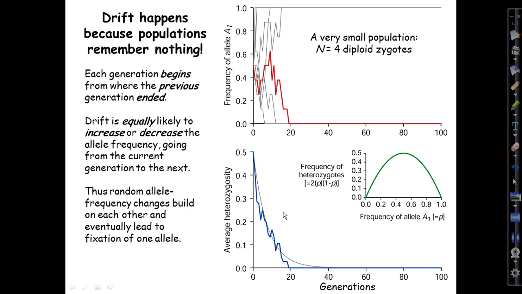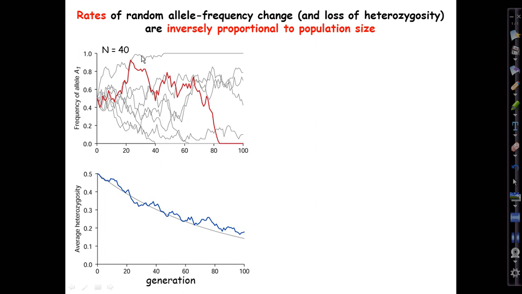The lower frequency figure, lower half of the figure, shows the average heterozygosity over all 10 of these experiments. That's the heavy blue line, and even though some of them decline in frequency, then increase, and so on average, the ensemble is almost continually declining in heterozygosity and following this theoretical curve, the thin gray line, quite closely. Rates of random allele frequency change, and hence loss of heterozygosity, are inversely proportional to population size.